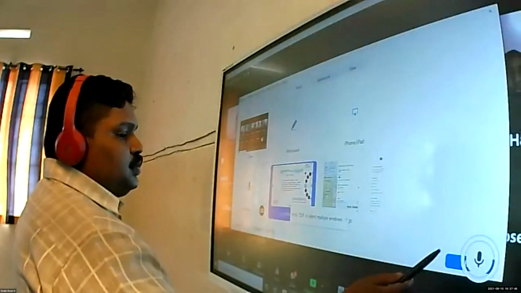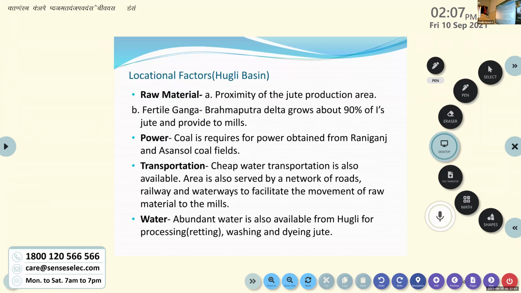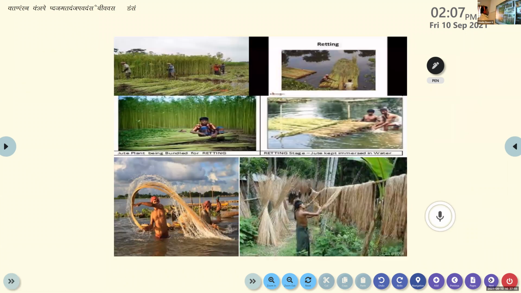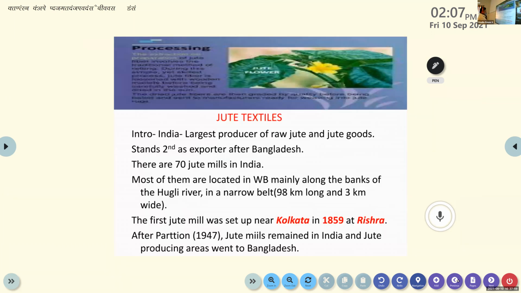Jute textile. Okay, so please observe here. Something related to the jute textile industry, you can see here. This picture and this slide is not that clear, please leave that, I will explain it later. It's an error in the slide. So, the jute textile industry.